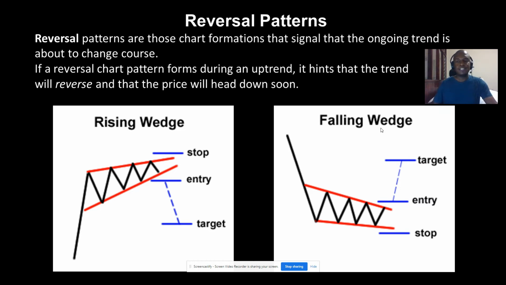So the falling wedge is also a similar kind of pattern as the rising wedge. It's just that you'll see it on a downtrend and then you hope or expect the move to the upside should you see this kind of formation.